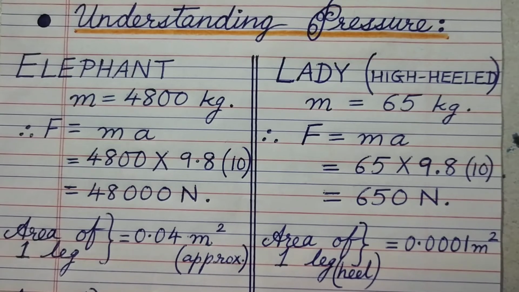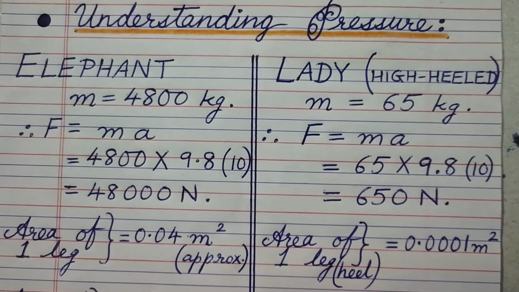Now for understanding pressure, I've taken two examples. What do you think would be the pressure exerted by an elephant on the earth and a lady who has worn high-heeled sandals on the earth? Surely you would always tell me that an elephant would exert more pressure, but there you are wrong. I'll demonstrate it. Now suppose the mass of the elephant is 4,800 kgs.